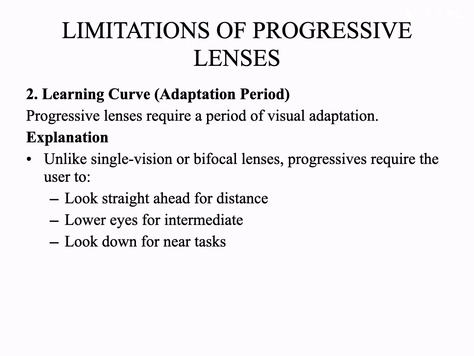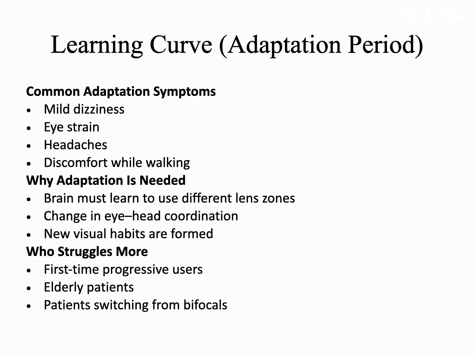Learning curve: progressive lenses require a period of visual adaptation. Usually progressive lenses are adapted slowly and gradually. Unlike single vision or bifocal lenses, progressives require the user to look straight ahead for distance, lower the eyes for intermediate, and look down for near tasks. Common adaptation symptoms are mild dizziness, eye strain, headaches, discomfort while walking. Why is adaptation needed? The brain must learn to use different lens zones.